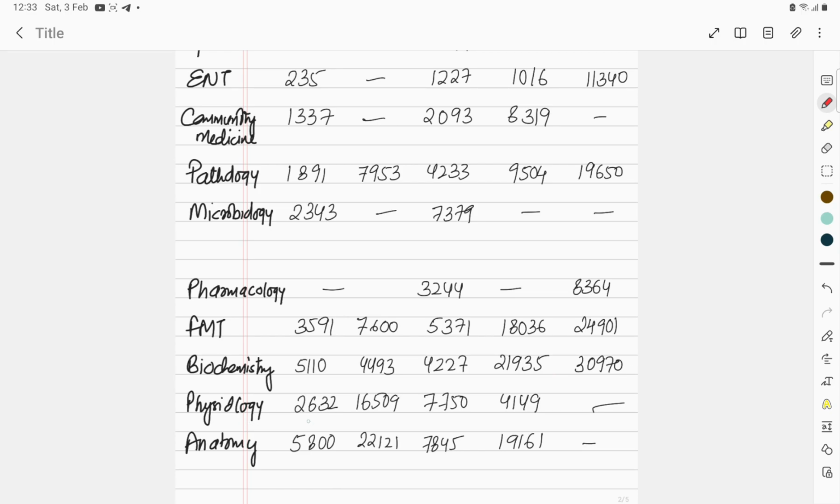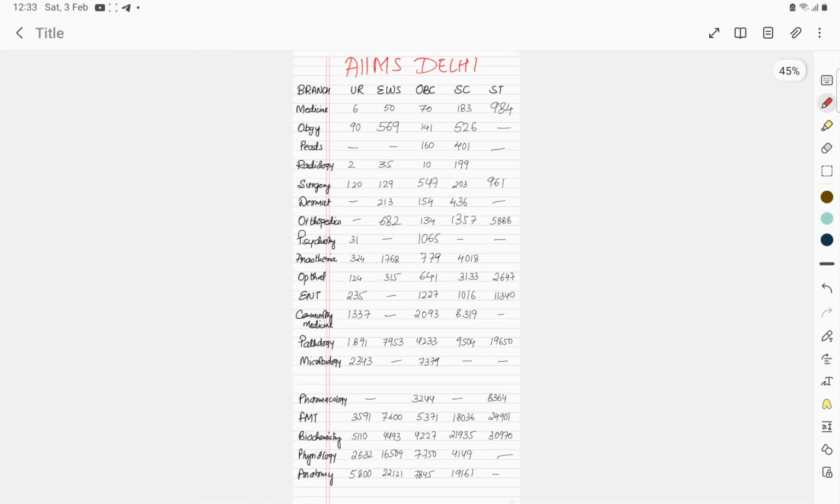For physiology, it was 2,632. For EWS, it was 16,509. For OBC, it was 7,750. For SC, it was 4,449. For anatomy, the UR candidate who got the seat was 5,800. For EWS, it was 22,121. For OBC, it was 7,845. For SC, it was 19,161. So this was the entire video of the AIIMS New Delhi cutoff for INICET 2023 November.